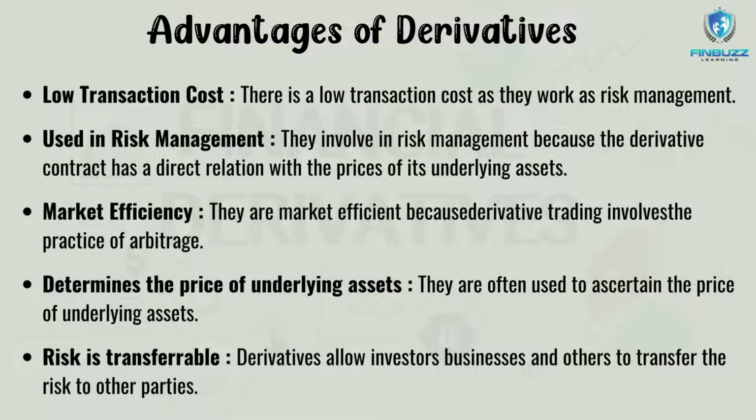The other benefit of derivatives is that they are market efficient. Arbitrage is a key strategy used in derivatives trading, helping to ensure the market reaches equilibrium and that the prices of the underlying assets are accurate. Derivatives also come with transferable risk. Hence, using derivatives, risk can be transferred to other parties by investors, businesses and other people.